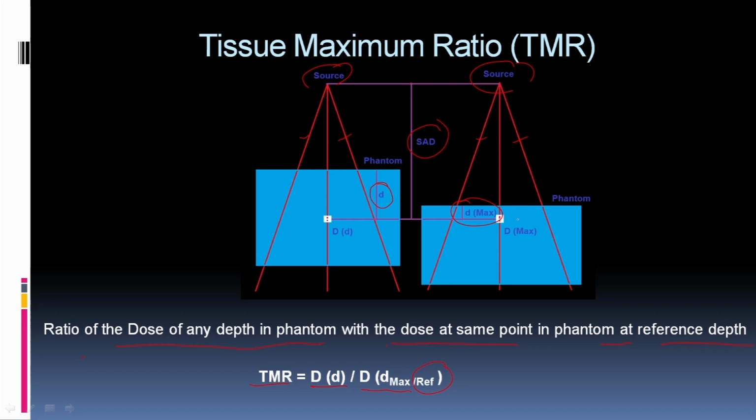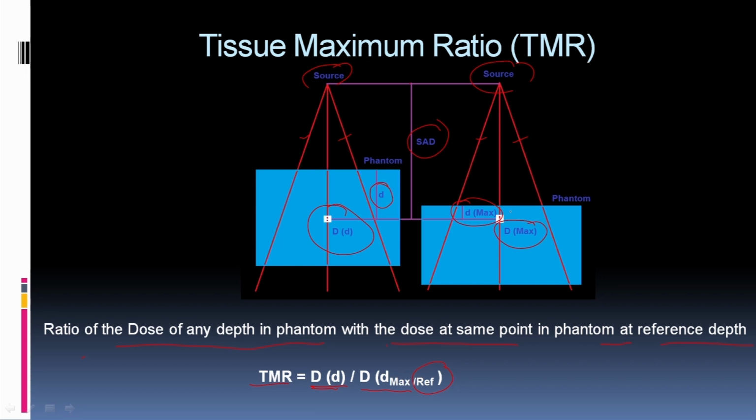You can use the reference point as the depth of dose maximum, or you may use any point as per your requirement. It may be 5 centimeter depth, it may be 10 centimeter depth. So TMR, the tissue maximum ratio, is the ratio of dose at any depth in phantom to the dose at the same point in the phantom at reference depth. So TMR is Dd, where capital D is the absorbed dose at depth d, divided by Dmax or D reference.